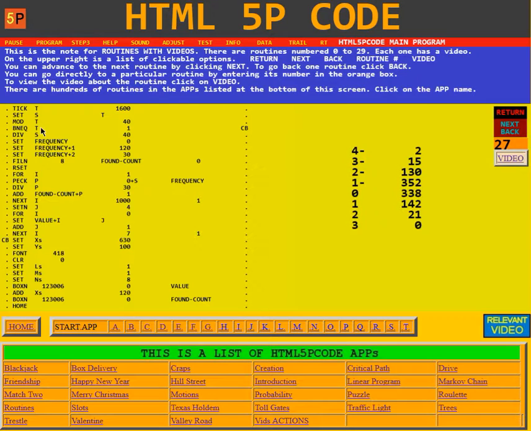Well, if it was a 1, it's going to come down here and divide S by 40. Now this S is going to go between 0 and 39 because its value was going between 0 and 1599, but now it's being divided by 40, so it's going to go from 0 to 39.